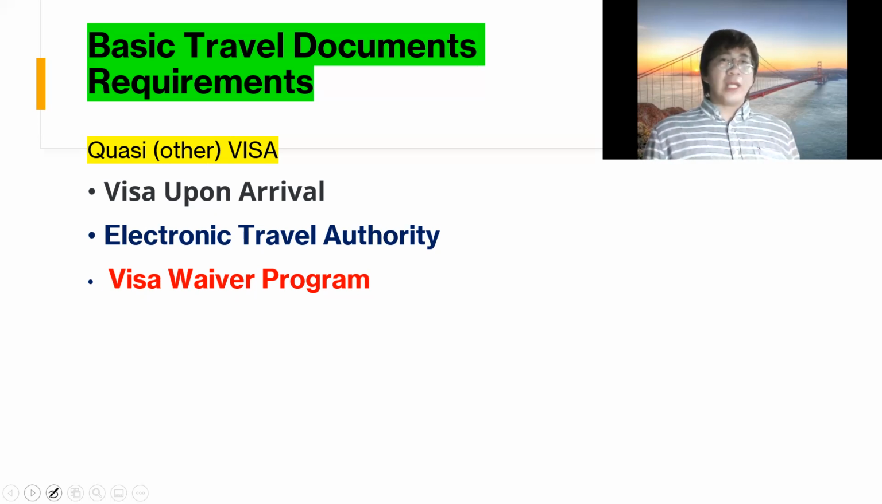Now, for Australia, they have electronic travel authorities. Australia to. So pupunta ako doon sa isang website, mag-apply ako, log into yung mga information ko, and then they will issue a certain code or document na electronic travel authority siya. Okay?